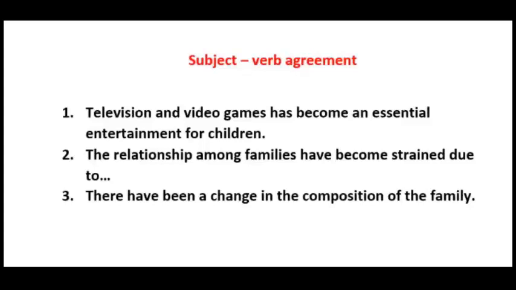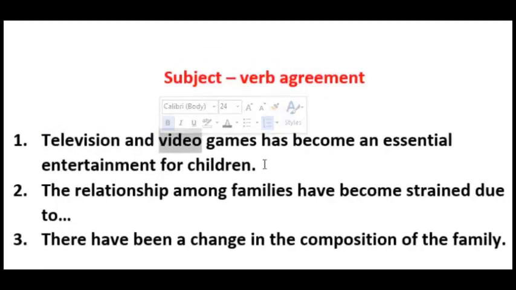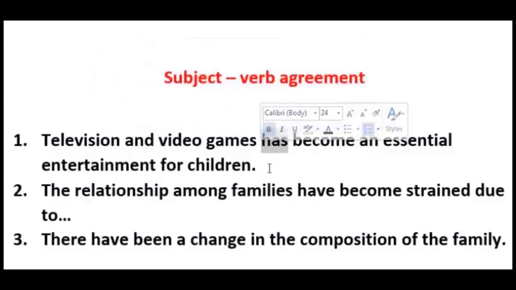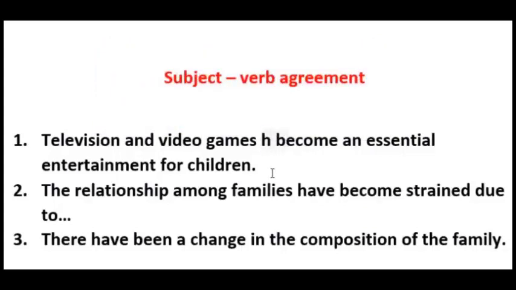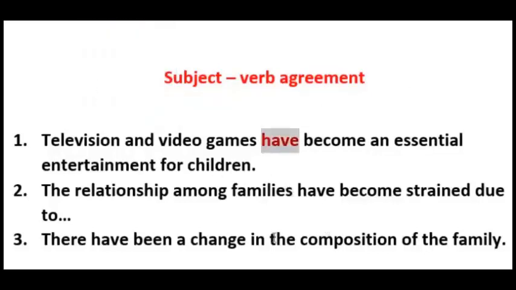So looking at sentence number 1, hopefully you can see that we actually have two things here, television and video games. So if I change those two things into a pronoun, I would use they. Can I say they has? No, I can't. I have to say they have become. And therefore my subject and my verb agree. Looking at the second sentence, let's identify the verb. Okay, have again, have become.